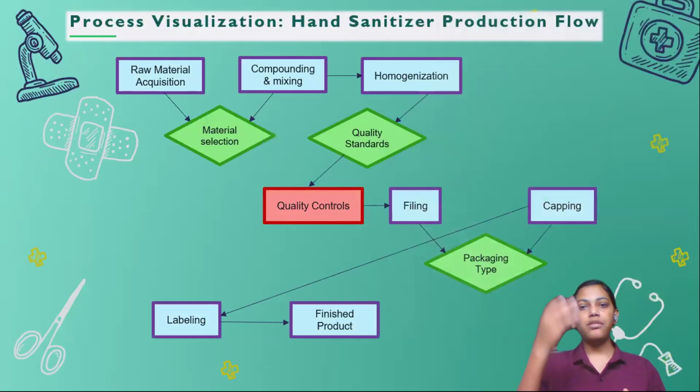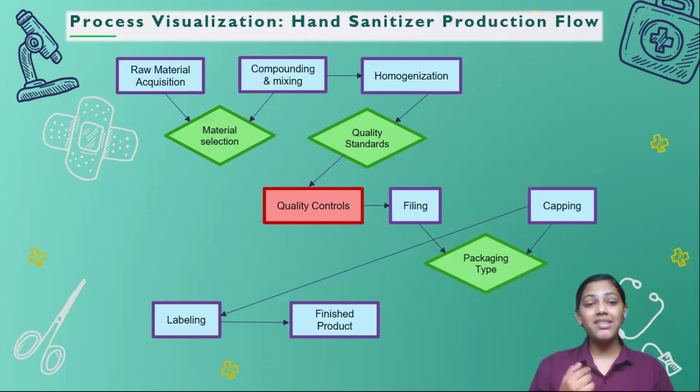Process visualization of hand sanitizer production flow is shown in this slide. Raw material acquisition, compounding and mixing, homogenization, filling, capping, labeling, and finished products are the process. Here, the three main parts where quality standards, material selection, and packaging types are checked are very necessary. And the most important part here is quality control, where various tests are happening to check the quality of the hand sanitizer.